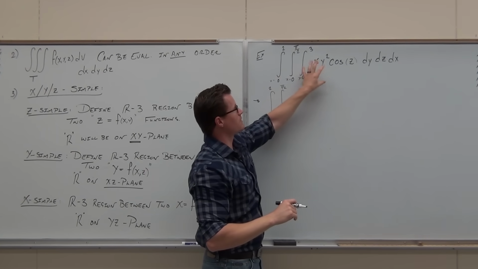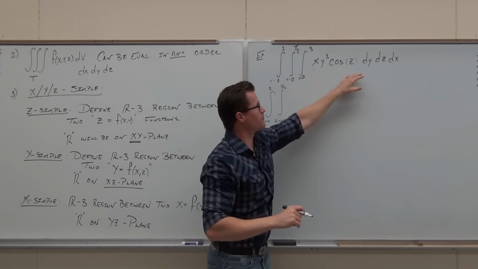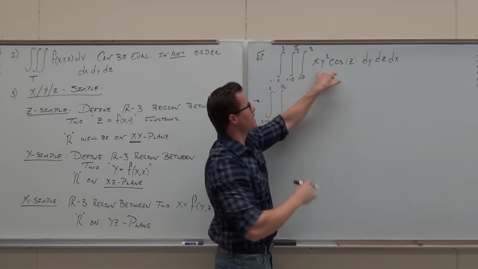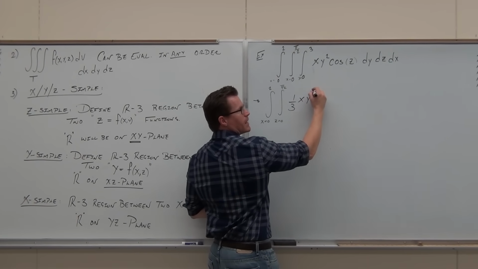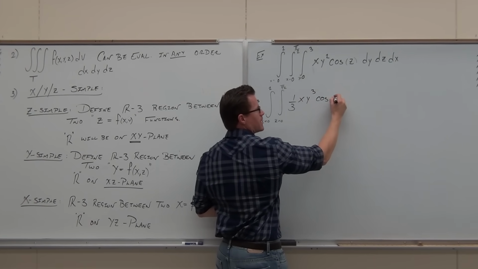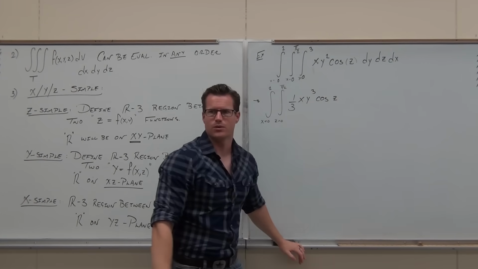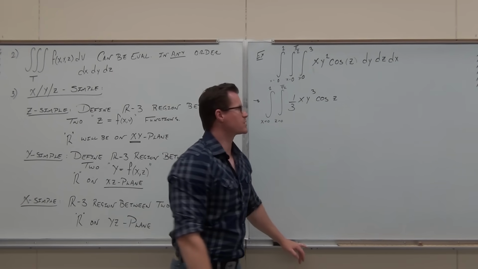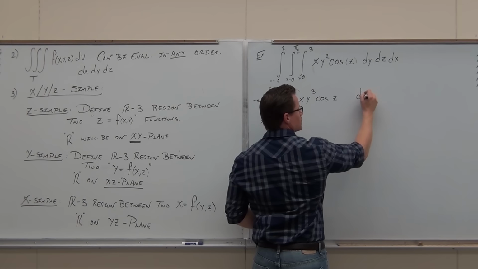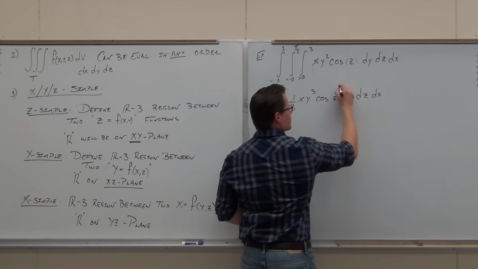So if I integrate this with respect to y, which it says do that first, we deal with the first inside integral first, it says that we're going to get this 1/3 x y cubed cosine z. Head nod that you're okay with that one. Now, what do we do immediately before we start doing the other integrals? Evaluate. So we're going to evaluate it.